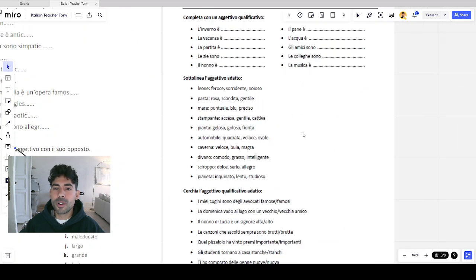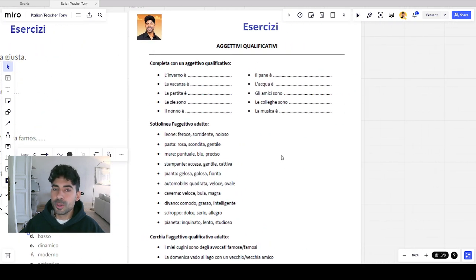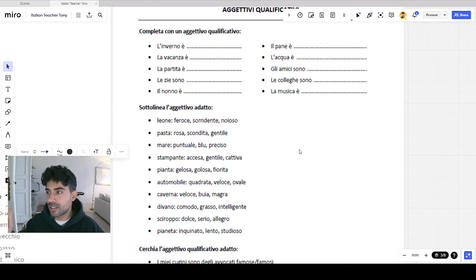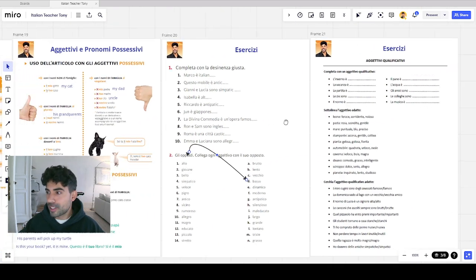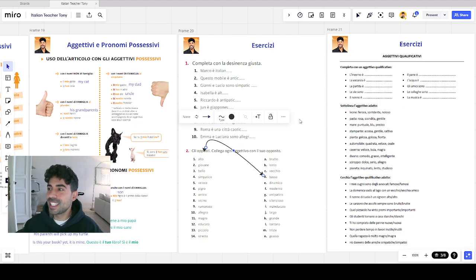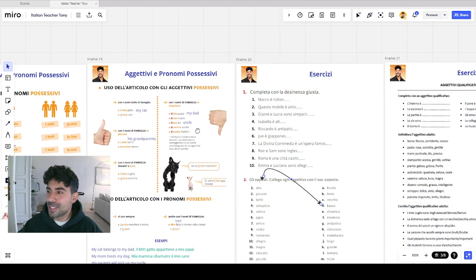And this is a bit more advanced. You will still have to use the adjective in the right gender and number. I hope you have everything clarified when it comes to adjectives in Italian, at least aggettivi qualificativi, and I look forward to seeing you in our next class.